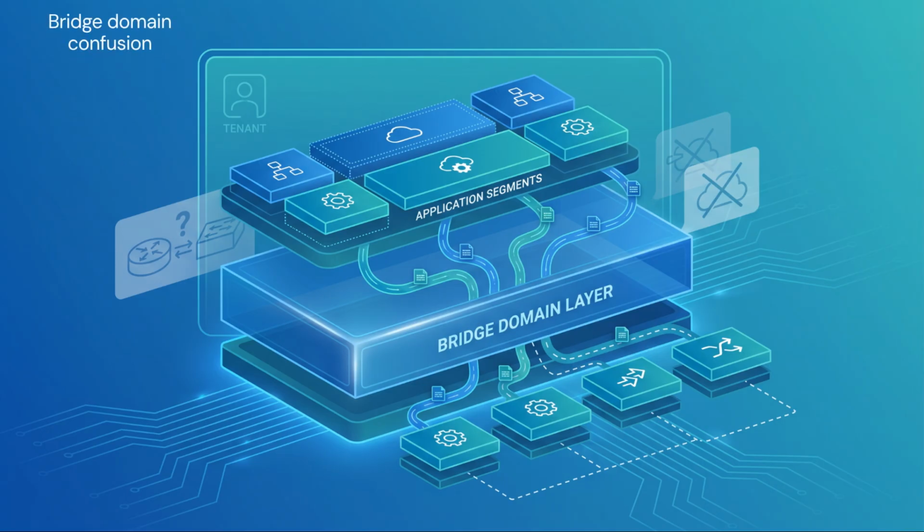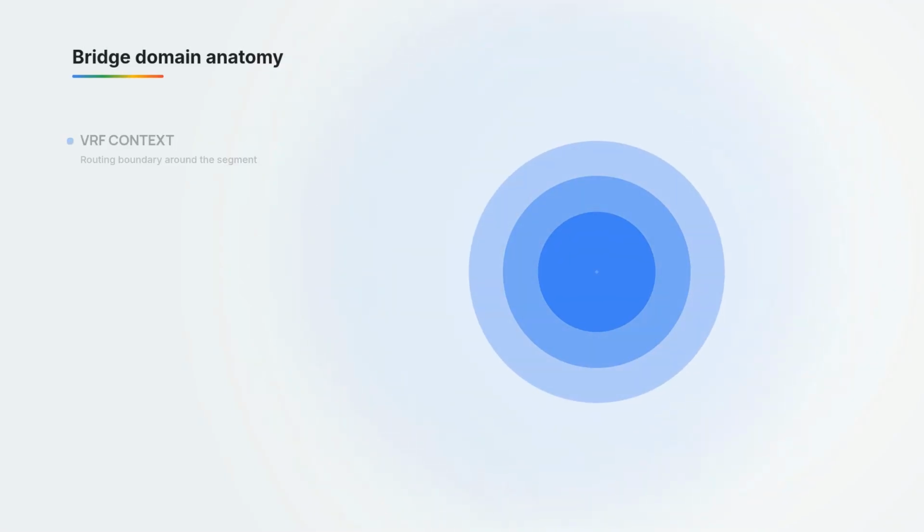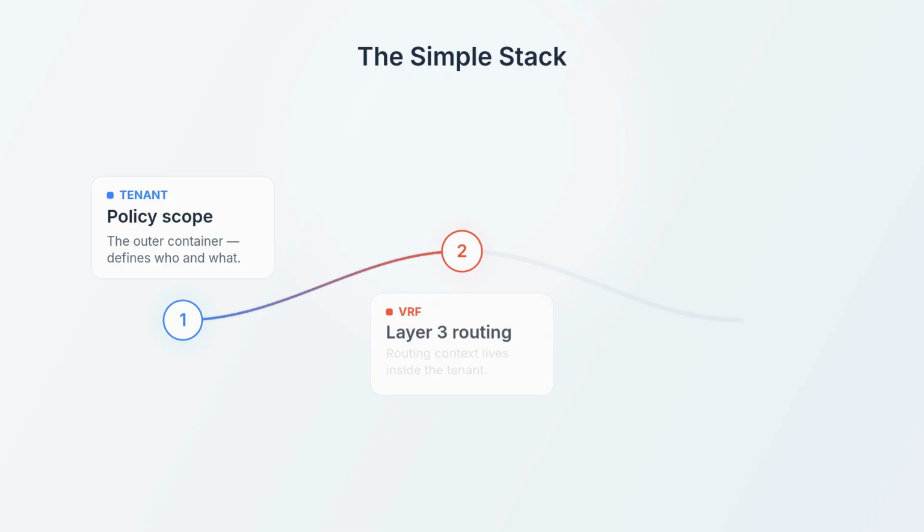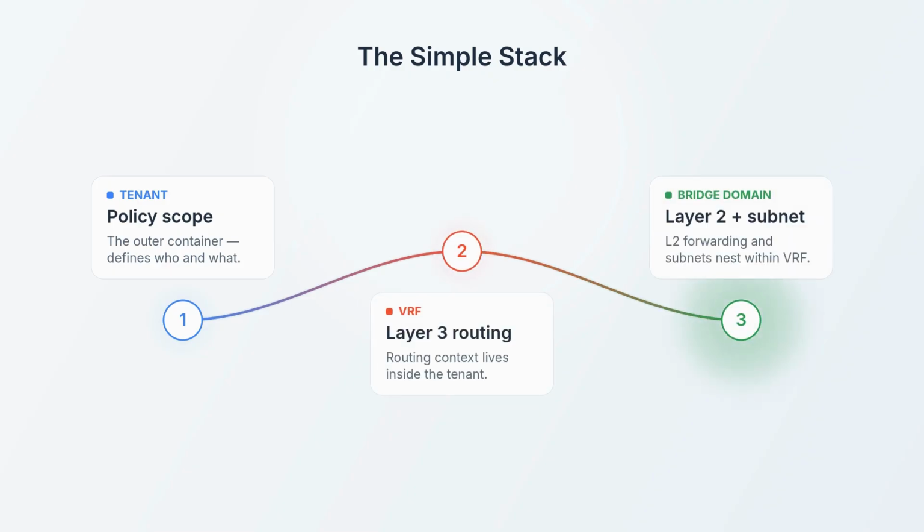Then we get to the bridge domain, which is where many people start mixing concepts. A bridge domain is the layer 2 forwarding domain tied to a VRF. It defines a subnet and flooding behavior context for endpoints living in that segment. So if you want the simple stack, it goes like this.